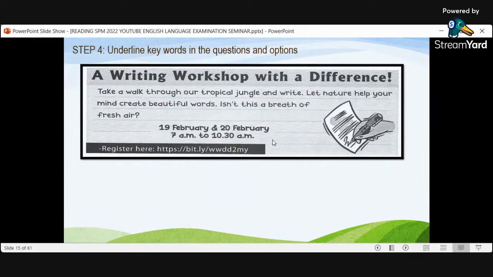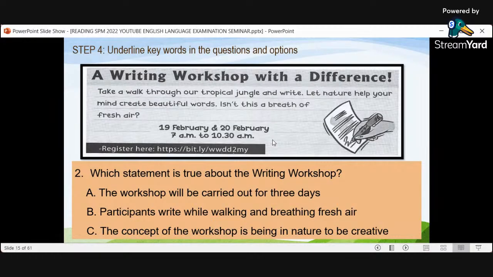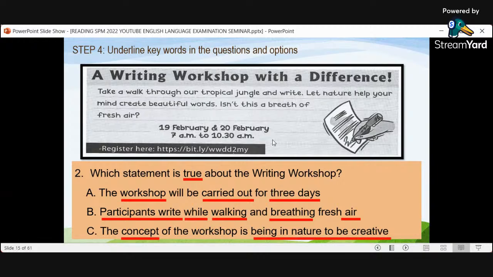I underline the keywords in the question and options. Let me look at the question, looking at what is true, not false. Is it about the workshop carried out for 3 days, or is it that anybody attending the workshop can write while they walk and breathe fresh air, or the concept of the workshop is being in nature to be creative? Now you underline keywords that you feel are important and will help you focus. It might be a little different, but mostly the verbs and the nouns are the ones you want to underline.